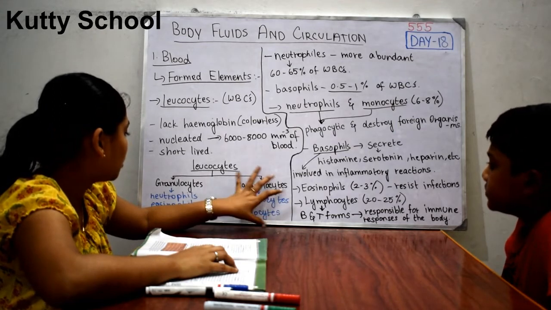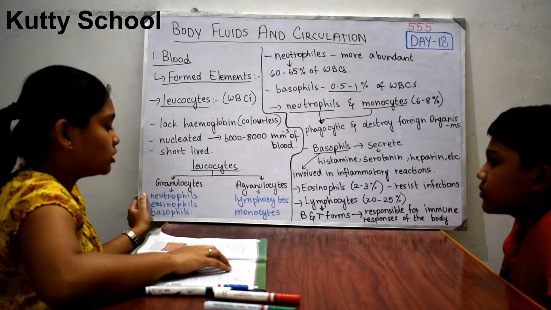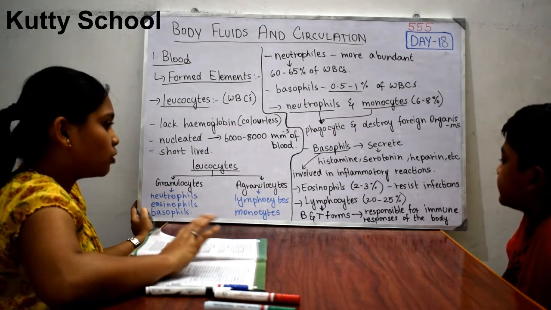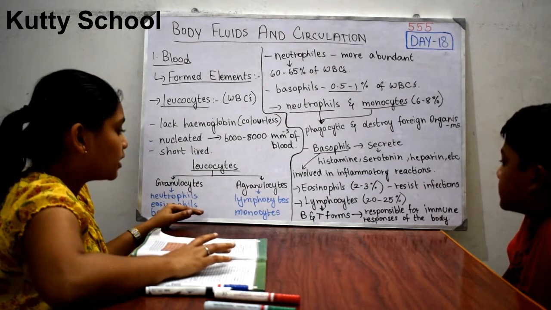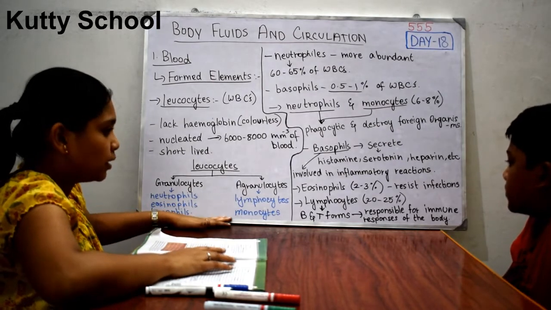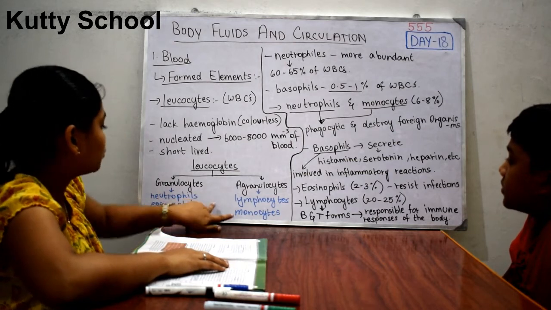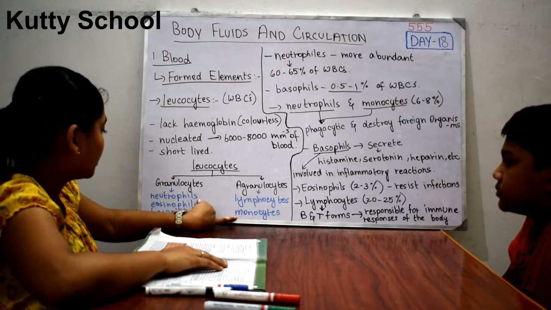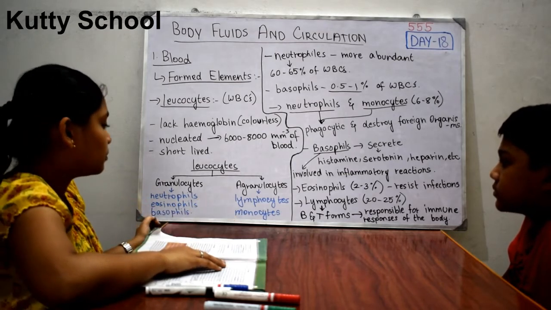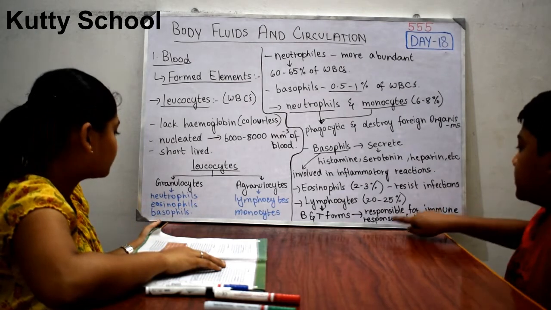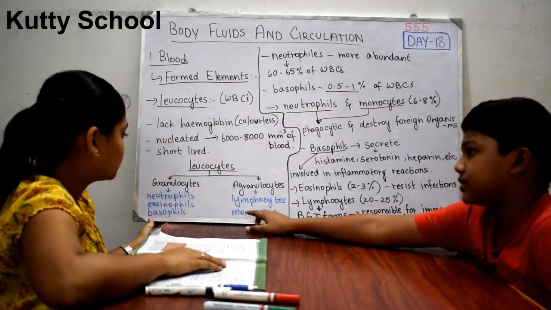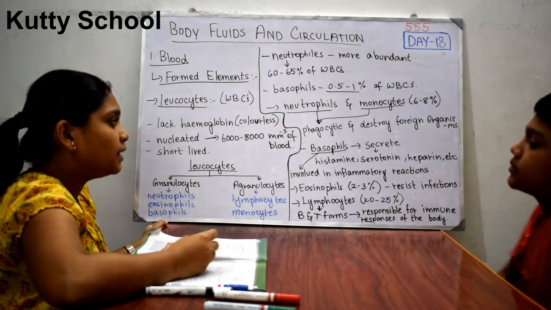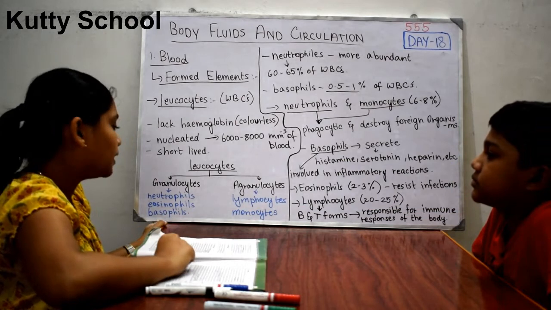Here we saw all these things. Neutrophils are 60 to 65%, eosinophils 2 to 3%, basophils 0.5 to 1%, lymphocytes 20 to 25% and monocytes 6 to 8%. Neutrophils and monocytes both act as phagocytes in nature. They destroy foreign organisms. Basophils secrete histamine, serotonin and heparin, which gives a signal to neutrophils and monocytes to attack. They kill germs or organisms which are entering the body.